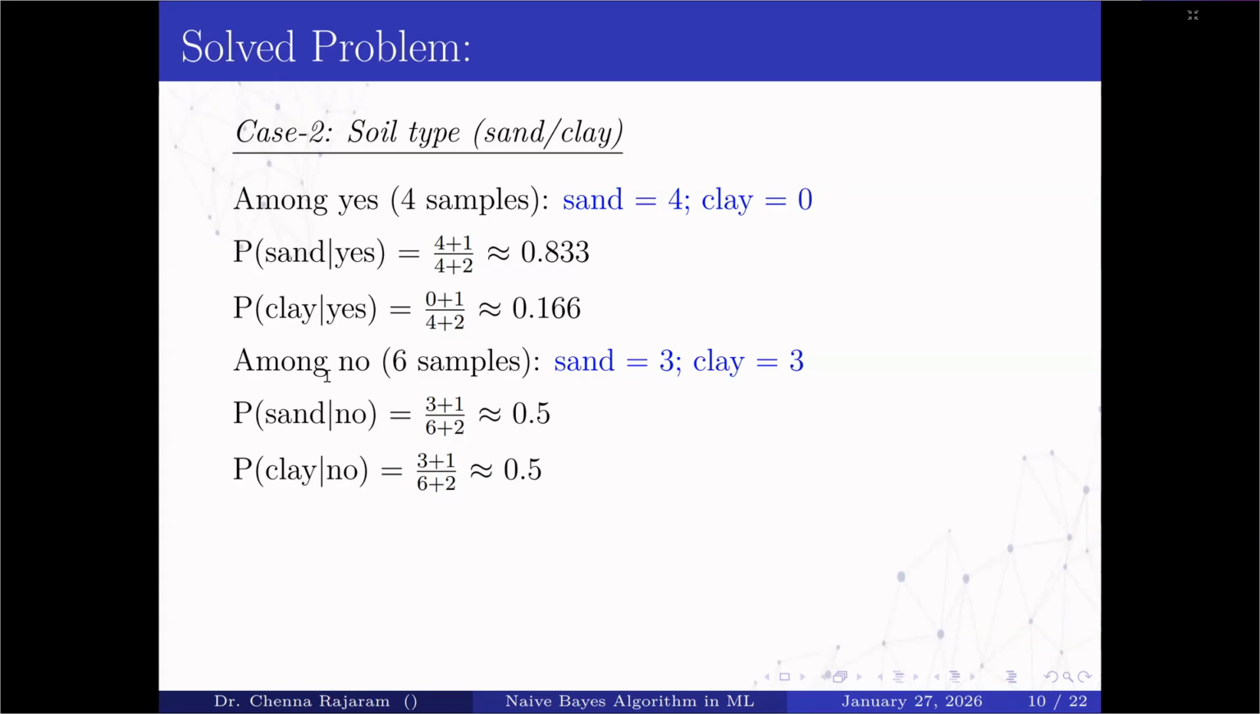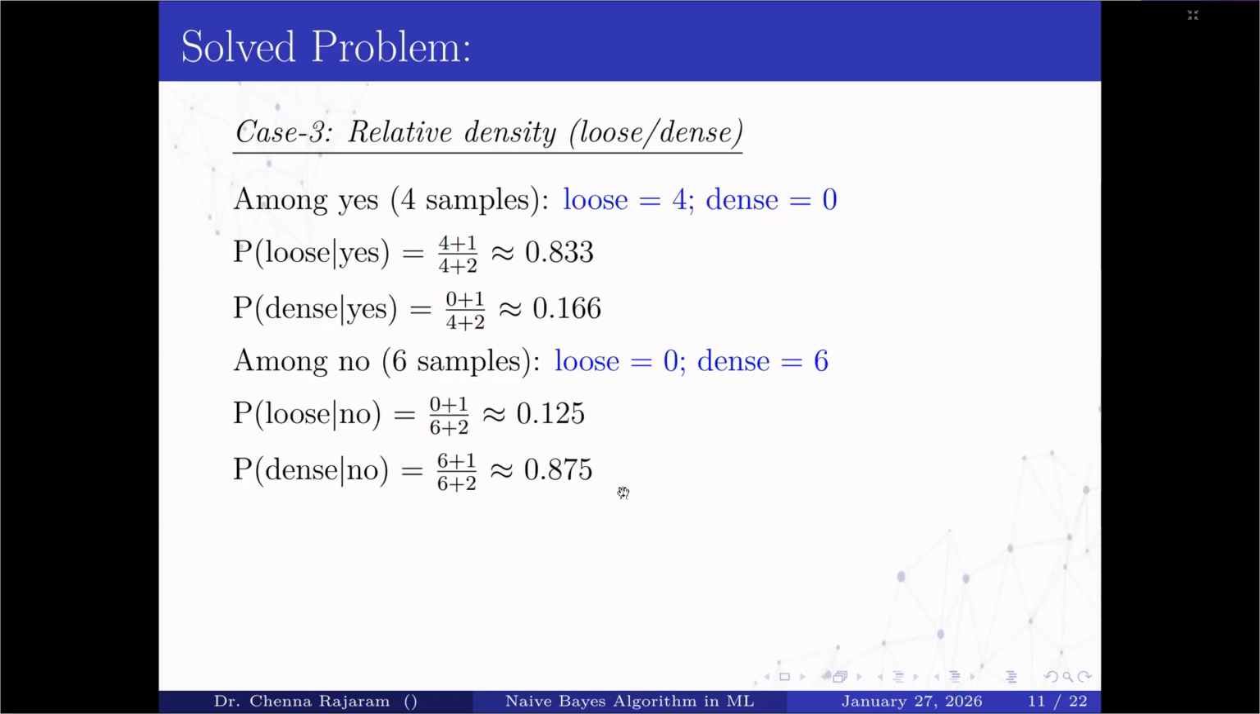Next, among the no category, the total number of samples is 6, out of which sand is 3 and clay is also 3. For that, we calculate the probability of sand given no, which is equal to 3 plus 1 divided by 6 plus 2, which is equal to 0.5. Similarly, the probability of clay given no is 3 plus 1 divided by 6 plus 2, which is equal to 0.5. Then similarly, we have to perform the calculation for relative density. Under relative density, it is classified as loose and dense. A similar calculation shall be performed for relative density also.